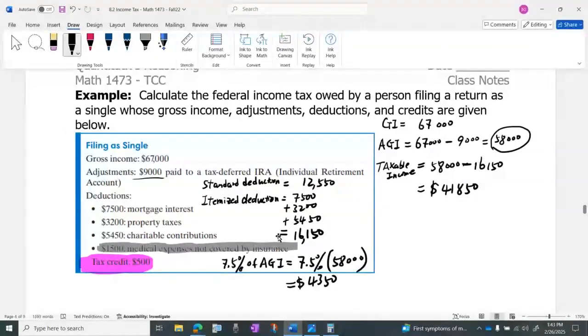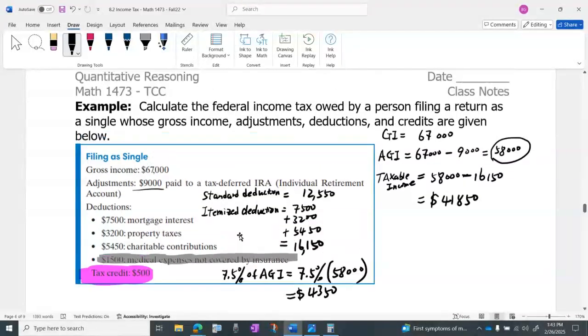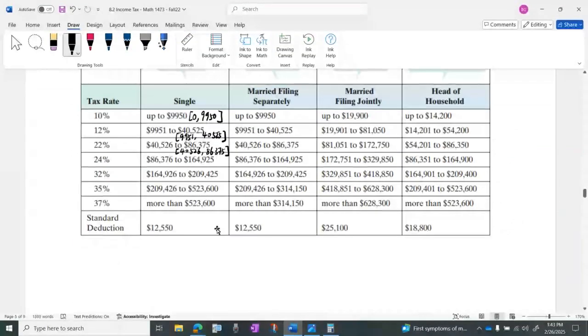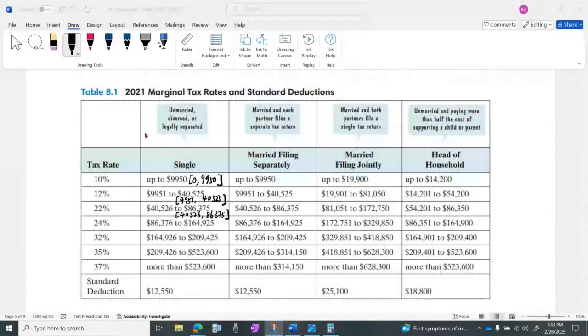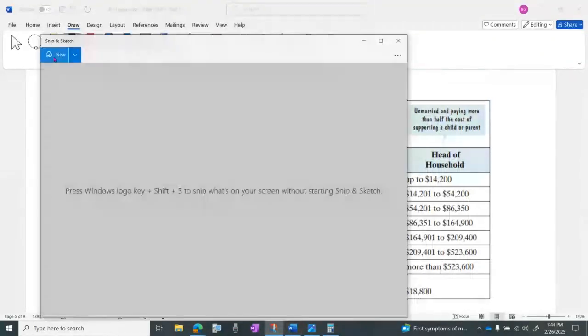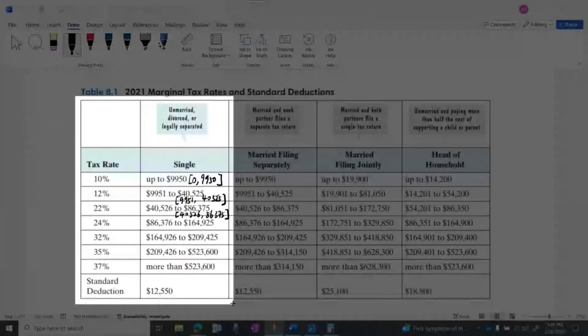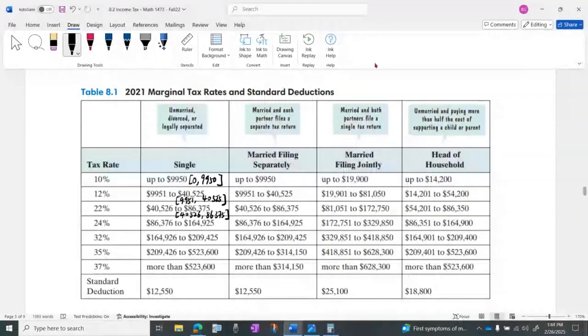This is the first thing we have already learned. Right now we are talking about the second thing: how do we calculate the income tax amount that you're going to pay? How do we apply the tax rates on your taxable income? Since this person files as a single, we only need this part. I'm going to just cut this part.